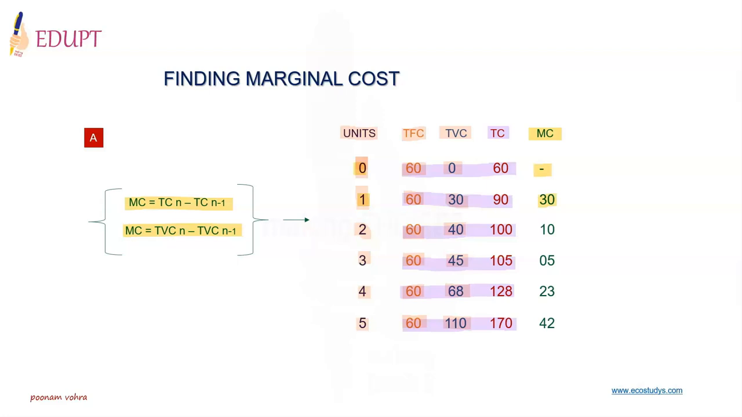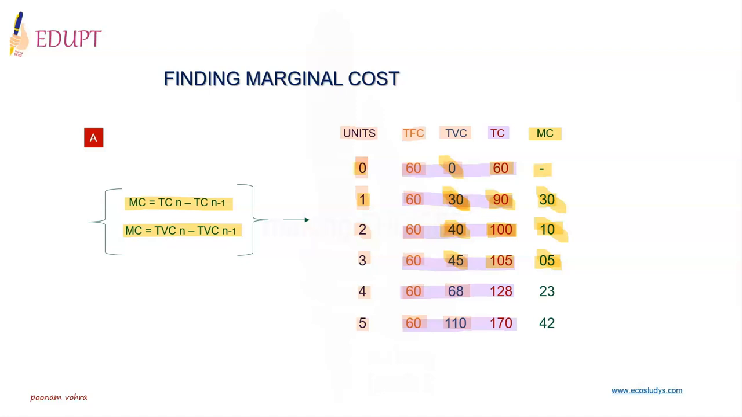Whether we take total cost, that is 90 minus 60, or we take into account total variable cost, which is 30 minus 0. For the second unit, total cost is 100 minus 90, you get 10, or in the case of total variable cost, it is 40 minus 30, 10. For the third unit, total cost is 105 minus 100, it is 5. For total variable cost, it is 45 minus 40, 5.